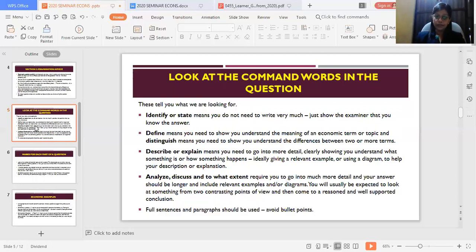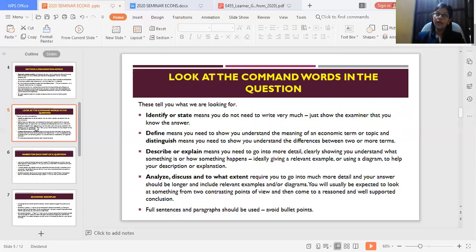Okay, and if you look into the second, define means you need to show your understanding of an economic term or topic. Distinguish means you need to show the understanding of differences between 2 or more terms. All right, let's look into the third. Describe or explain means what? You need to go into more detail, clearly showing your understanding of what something is or how something happens, ideally giving a relevant example or using a diagram to help your description or explanation. That is very important.